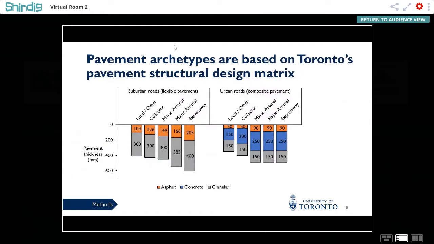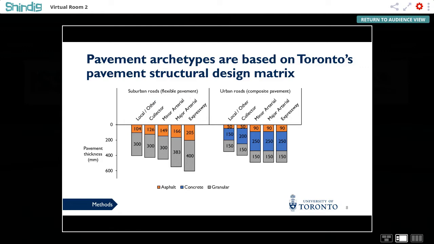Turning first to the archetypes, I wanted to describe what those look like. These are based on the City of Toronto's structural design matrix, which is a quite prescriptive matrix of possible pavement designs based on various levels of traffic and ground conditions. And we combined, or basically averaged, values from that matrix across functional classes. So for example, local, collector, and minor arterial roads, and across the location or use type of the roads.